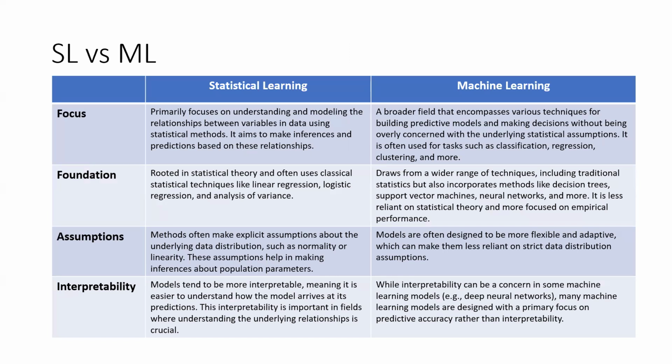So if you compare statistical learning and machine learning, this one I have taken generated from an AI, right? So here you can see the focus, foundation, assumptions, and interpretability of statistical learning, right? So the idea of statistical learning is to understand, to make inferences, so that people can identify how it is working and so on. The idea of machine learning is basically for achieving something, to achieve our goal more than interpreting, right?